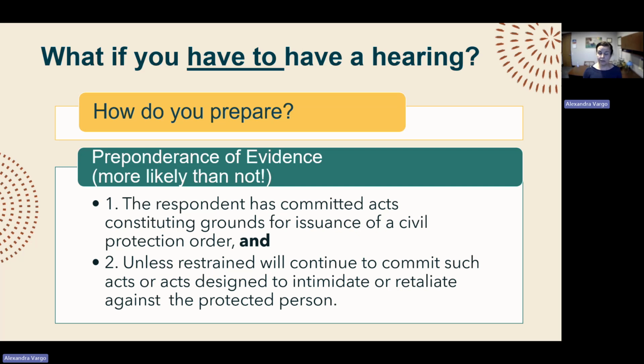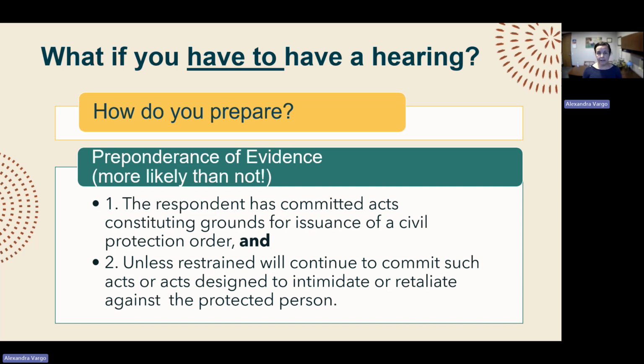You do have to have a hearing. The burden is preponderance of the evidence. So you have to prove that more likely than not, the respondent, so the party who you're trying to be protected from, if you're the petitioner, has committed acts constituting grounds for the civil protection order. So you have to prove that the things you said in your complaint really did happen.